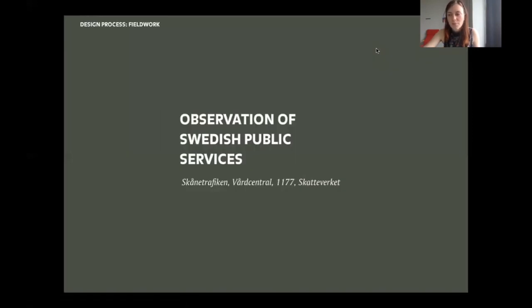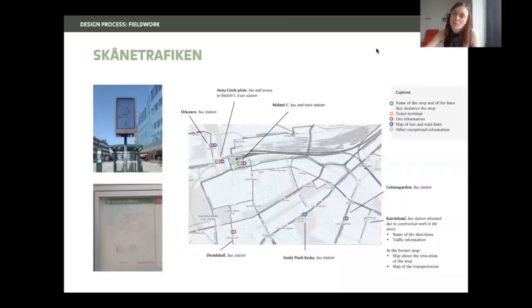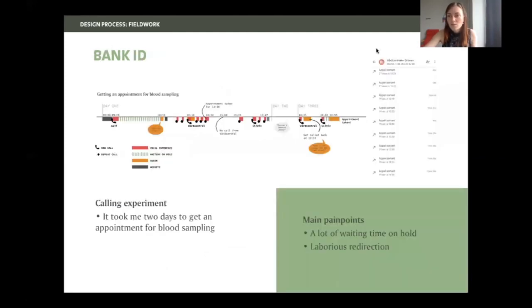So now I'm going to present the other part of my fieldwork, which is more focused on the observation of Swedish public services, the ones I presented earlier. This one is Skånetrafiken. I went in the city to observe the infrastructure there and what information was available at bus stops for commuters, for people. What I could see is that the information is very inconsistent. So, for example, if you don't have a good knowledge of the transportation infrastructure in Malmö, it might be difficult to make routes or to make connections on the spot.